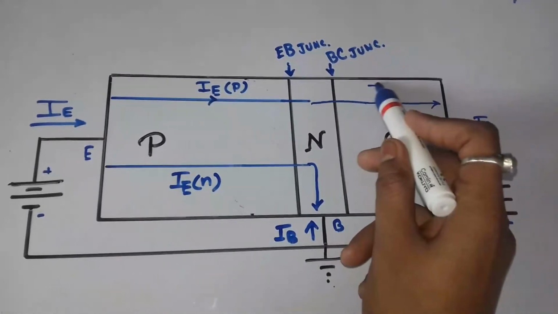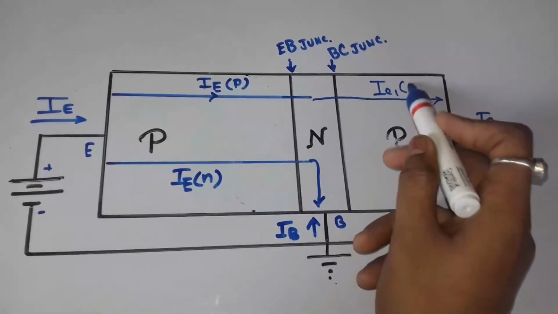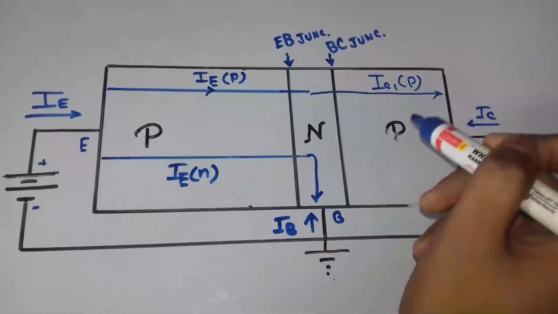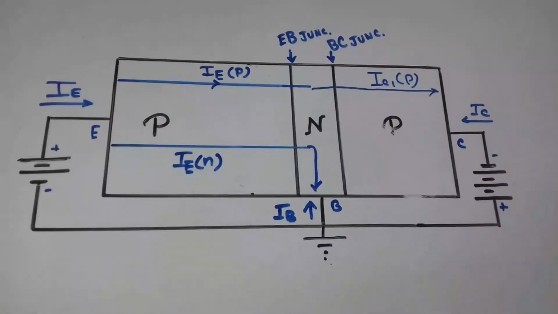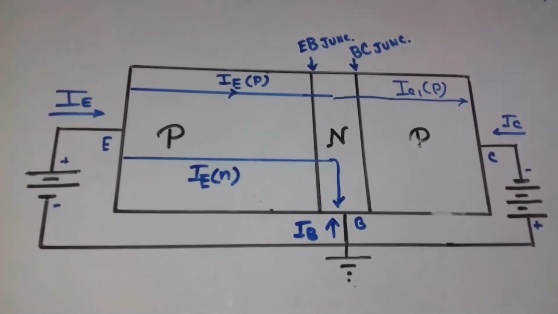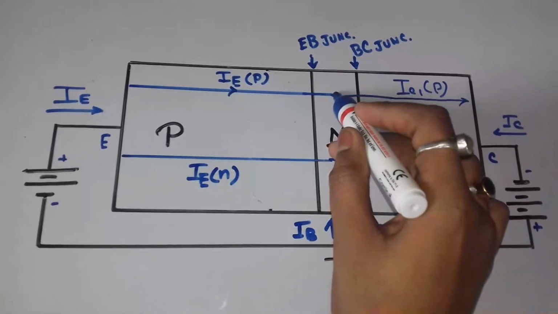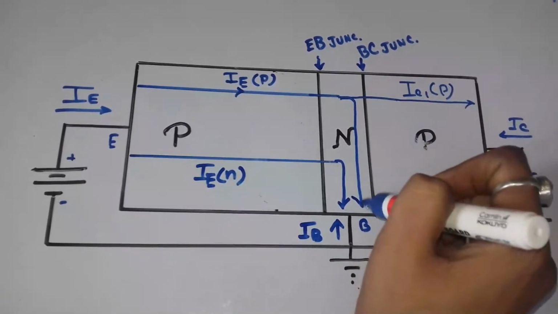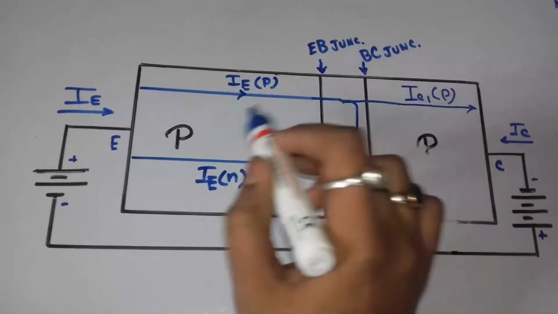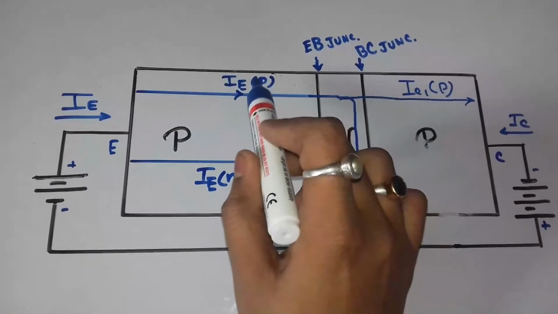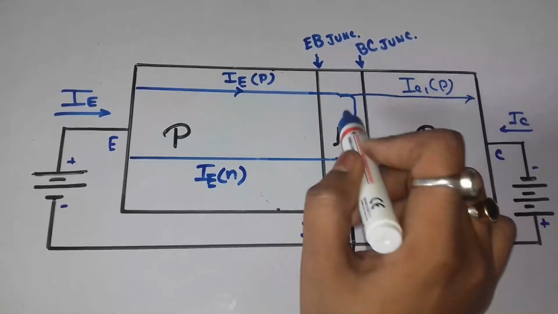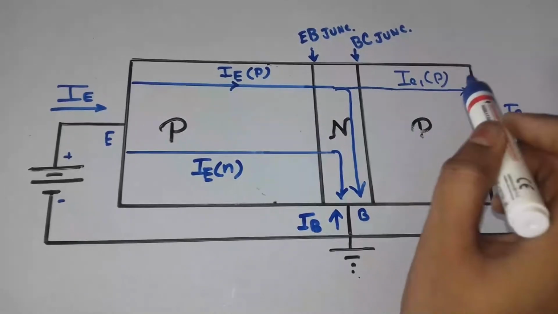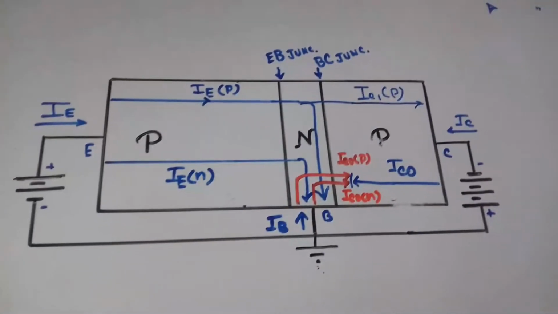and it is called IC1P. So it bypasses the base and goes to the p of the other side. But during this bypassing action, a little amount of current will be wasted here due to recombination in the n, since the current is flowing due to the holes, and the holes will be recombined here, and the other part of the current will bypass in the collector.